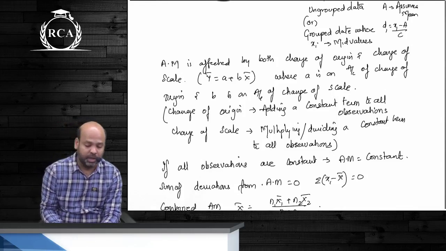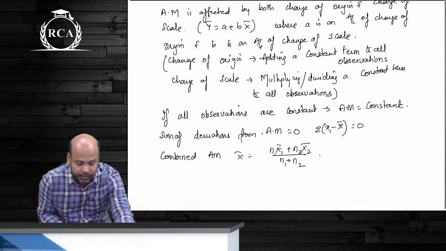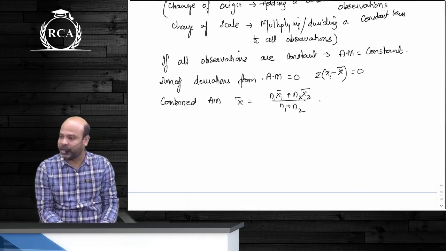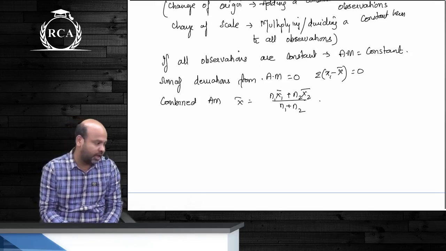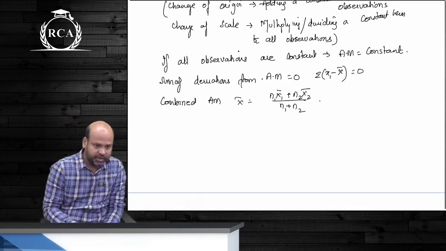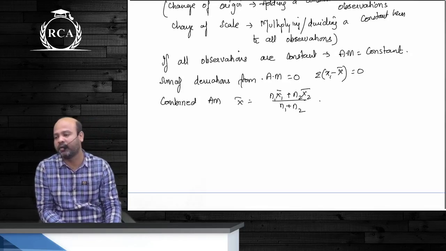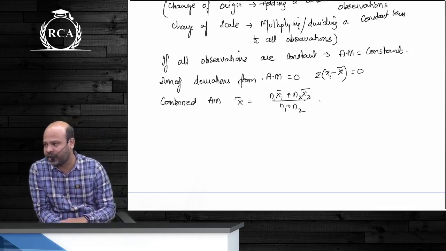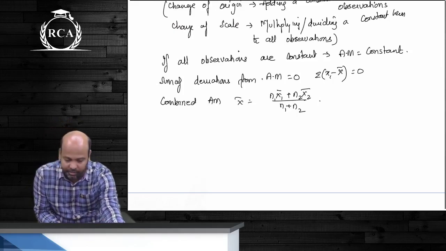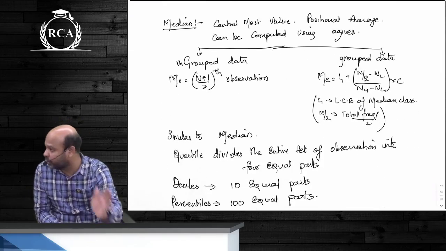The next property was in relation to combined mean. Because mean is a mathematical average, you will be able to arrive at the mean of two different groups of observations. For that, you will write n1 x1 bar plus n2 x2 bar divided by n1 plus n2. There were a couple of examples that I gave in relation to this which were important.